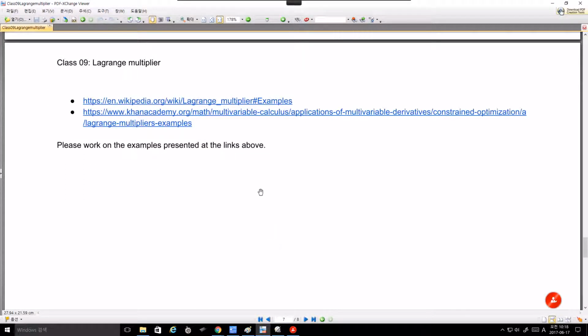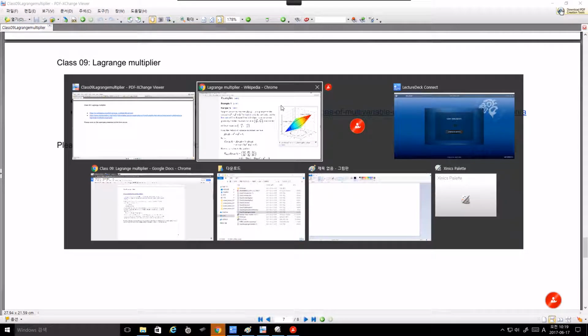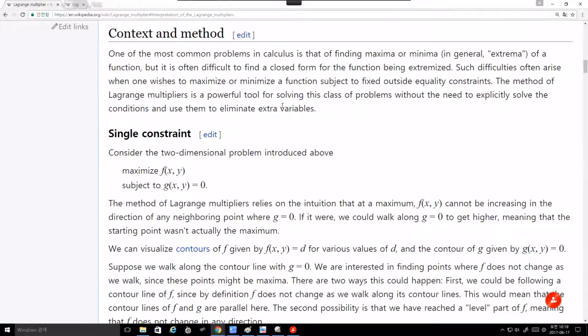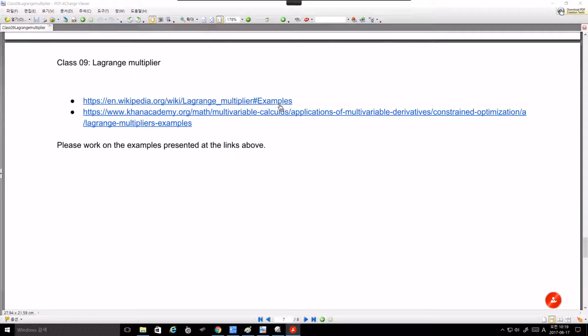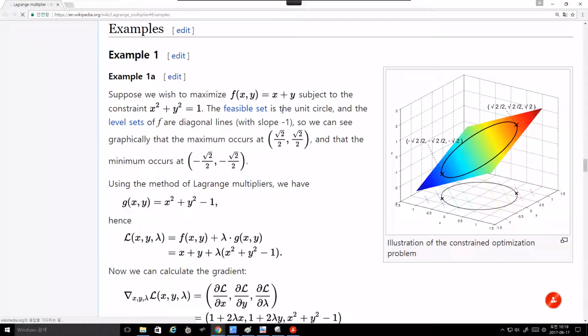Now, please work on the examples presented at the link above. So let's take a look at the first example. Yeah, let's take a look at this one.